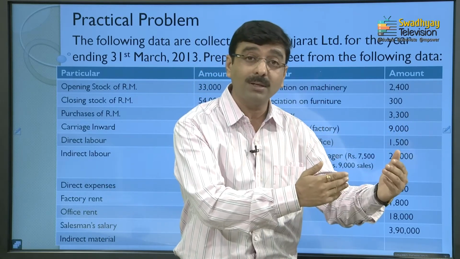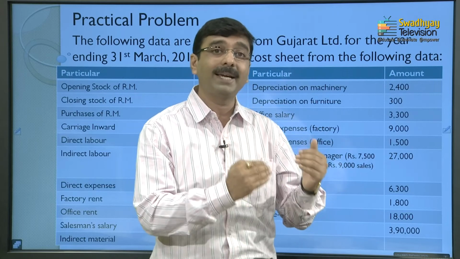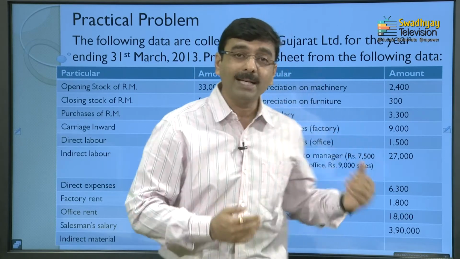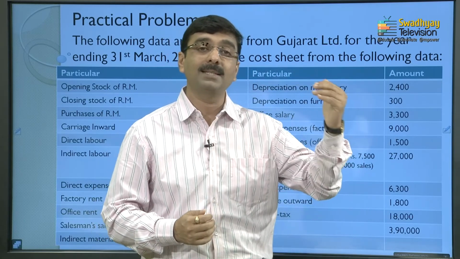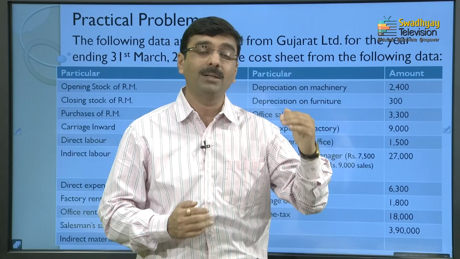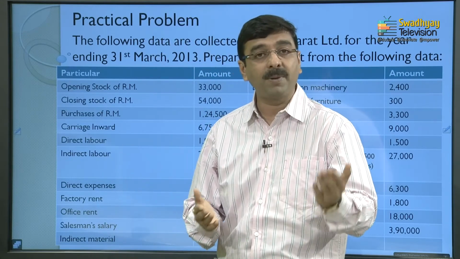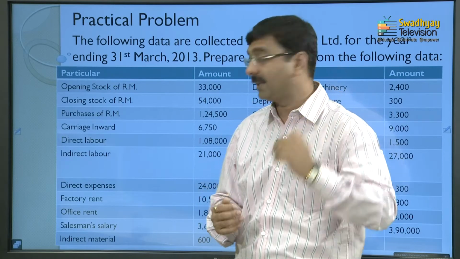Why is carriage outward under the selling and distribution expense? Because carriage outward is paid at the time when you are selling goods. So carriage outward is considered under the selling and distribution expenses. Then direct labor is a direct expense, and will be recorded under the second head, direct expenses.